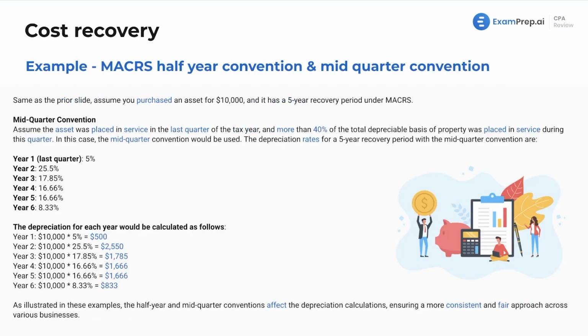All right, same as the prior slide. Assume you purchased an asset for $10,000. It has a 5-year recovery period under MACRS. Now assume the asset was placed into service in the last quarter of the tax year, and more than 40% of the total depreciable basis of the property was placed in service during this quarter.